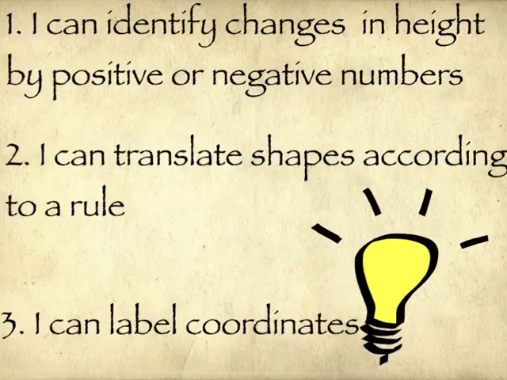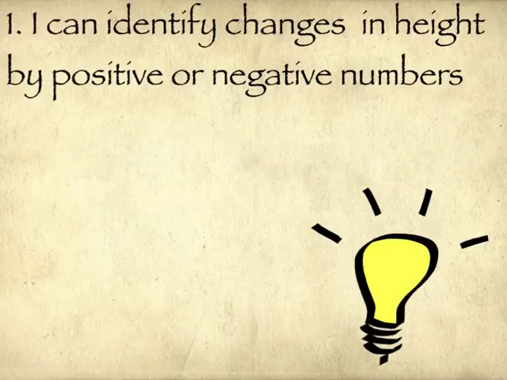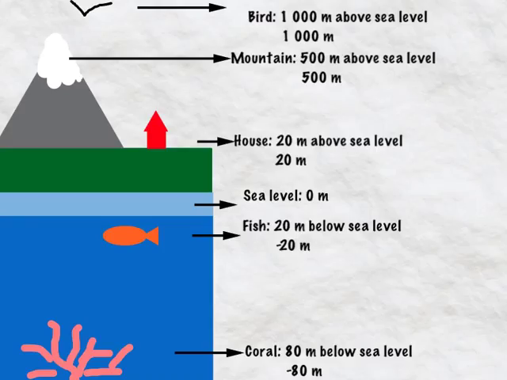Today we want to identify changes in height by positive or negative numbers, translate shapes according to a rule, and label coordinates. And as always, we start with number 1, identify changes in height by positive or negative numbers.